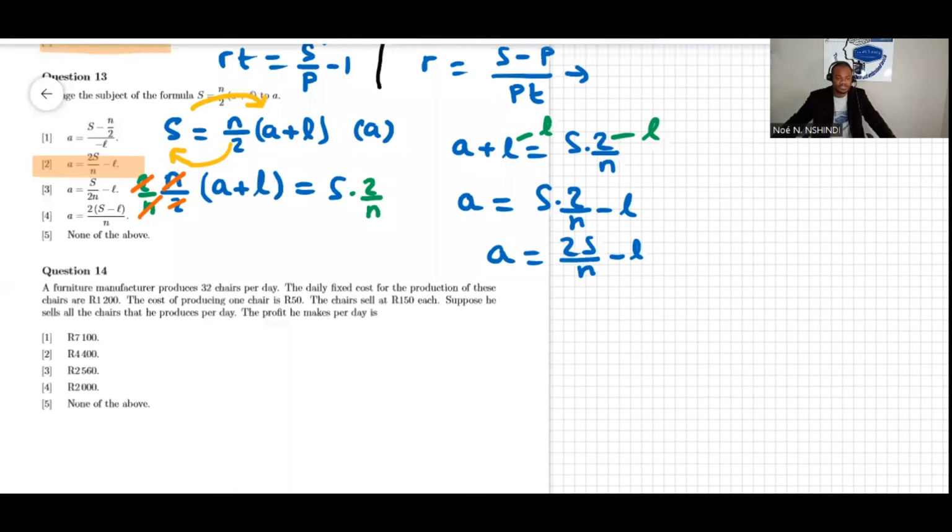well, we have another question here, question 14, where the question says that a furniture manufacturer produces 32 chairs per day.